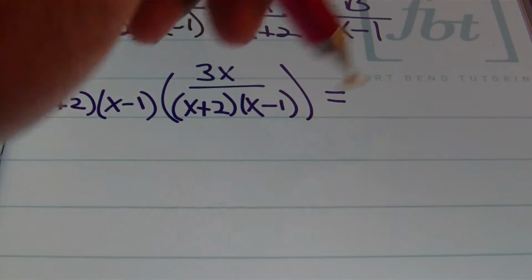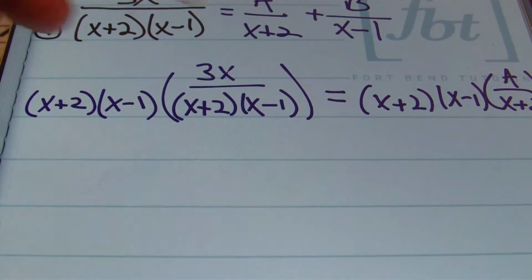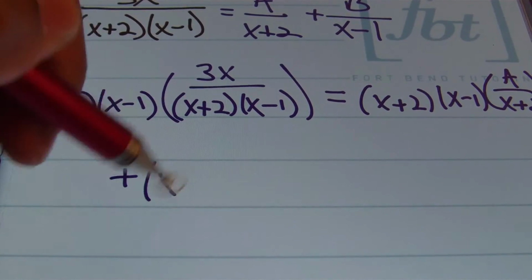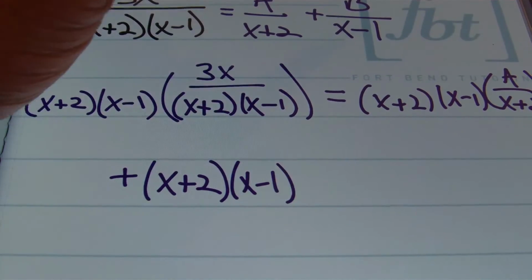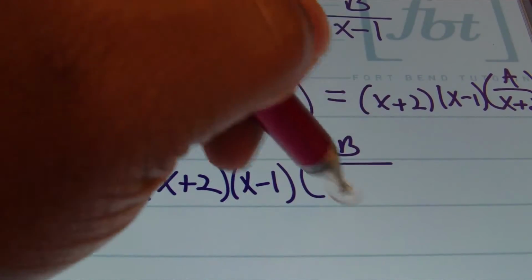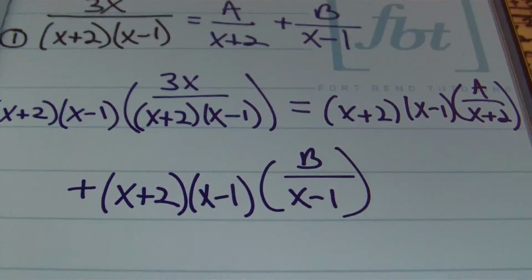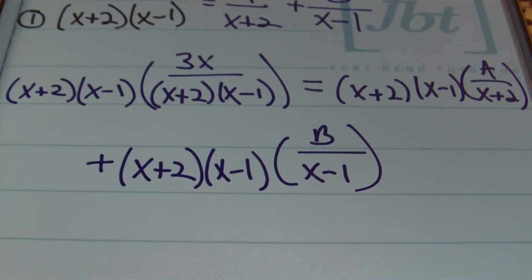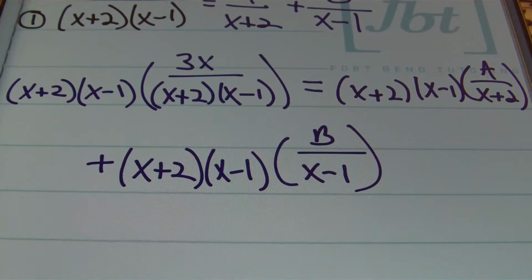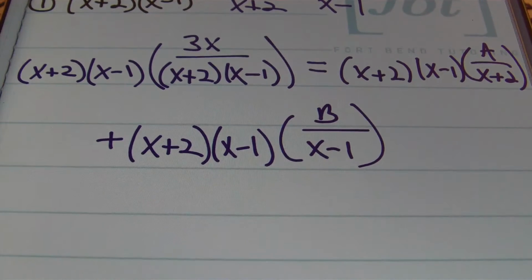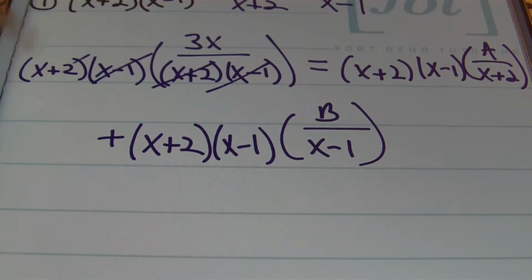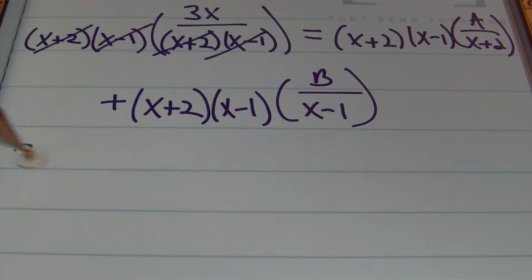So I'll end up with x plus 2 times x minus 1 times A over x plus 2. Then I'll have, in addition to that, x plus 2 times x minus 1 times that last term of B over x minus 1. All right, so this is my initial setup. All right, and yes, it's a little busy right now, but that's because I'm multiplying each and every term, and I wanted to show you by the lowest common denominator, which is x plus 2 times x minus 1. That being the case, here comes the fun part. We'll get to simplify, right? So on the left side, the x minus 1s and the x plus 2s will cancel out to leave me 3x.